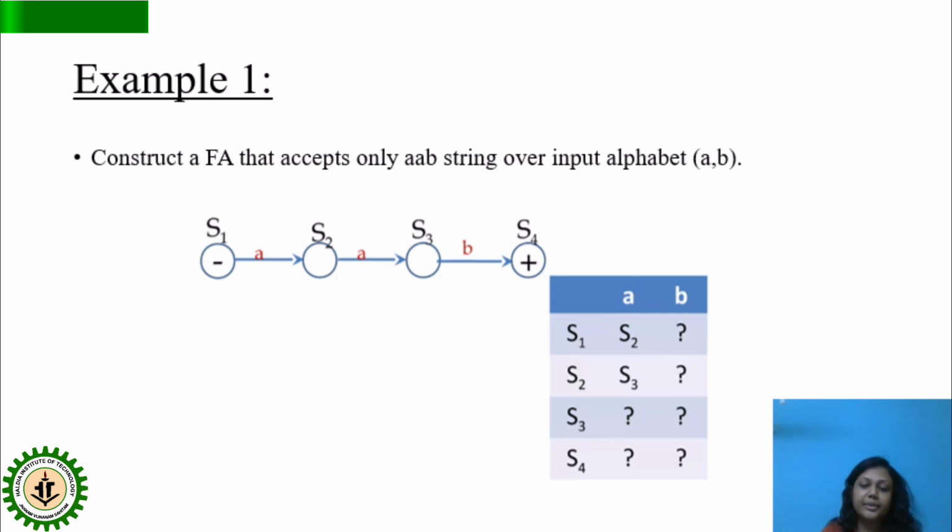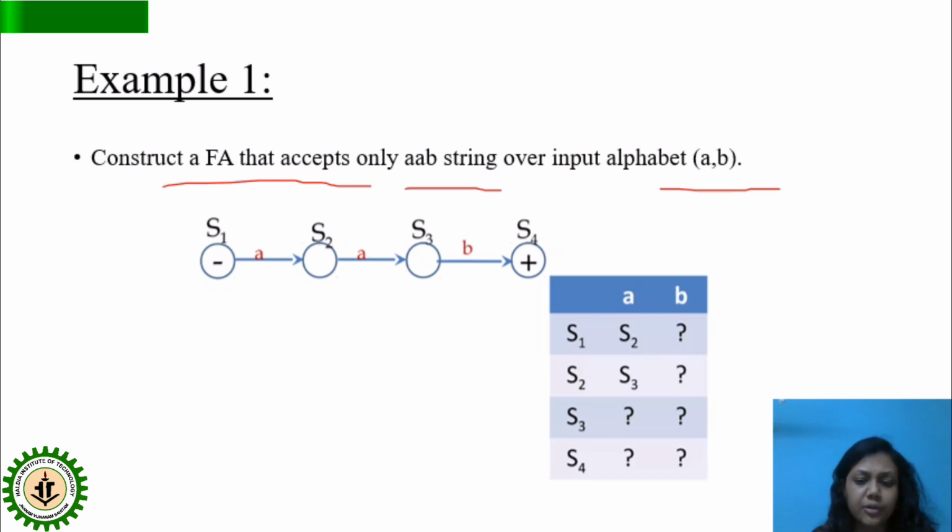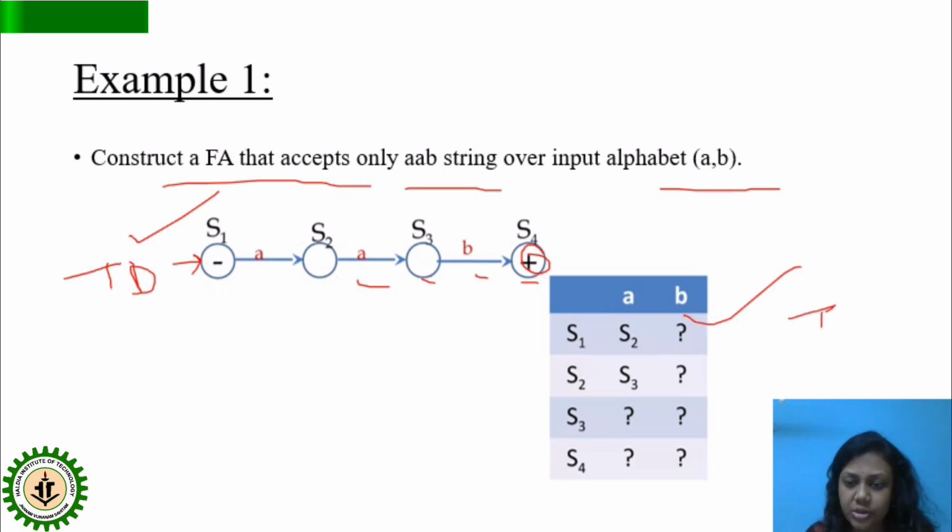Now let's see an example. We have to construct a finite automata that accepts the string AAB over input alphabet A and B. Now we will simply draw these states. State S1 goes to S2 with A, S2 goes with A to S3, and S3 goes with B to S4. So S4 should be our final state and our initial state should be S1. So this is your transition diagram and this is your transition table.